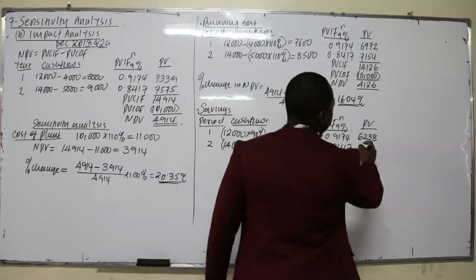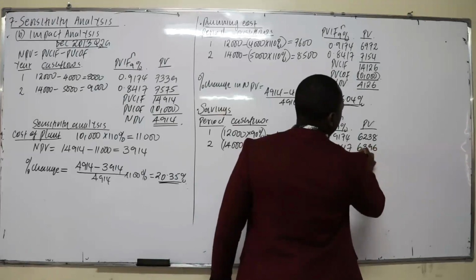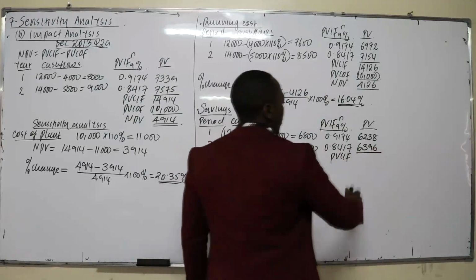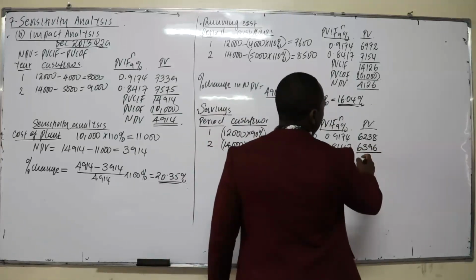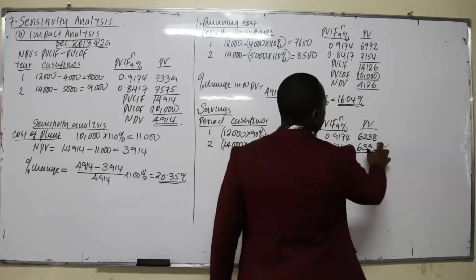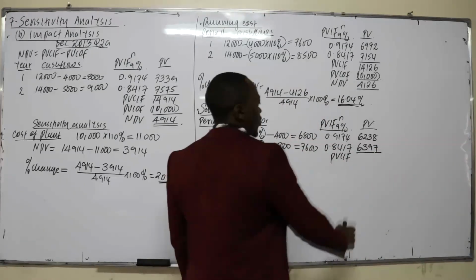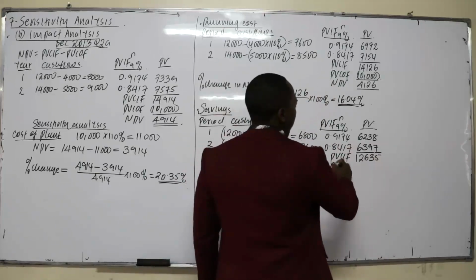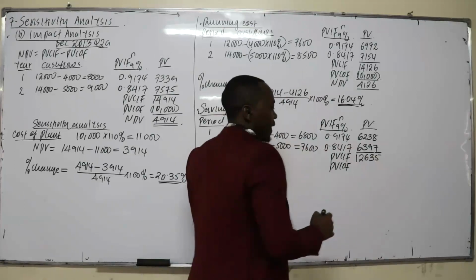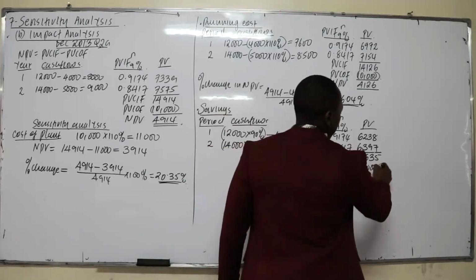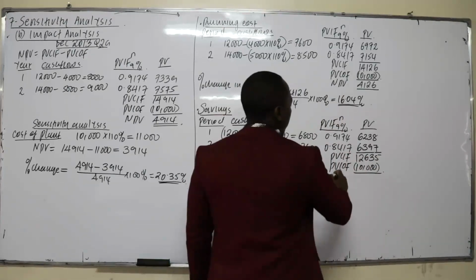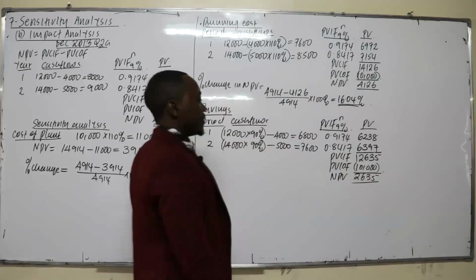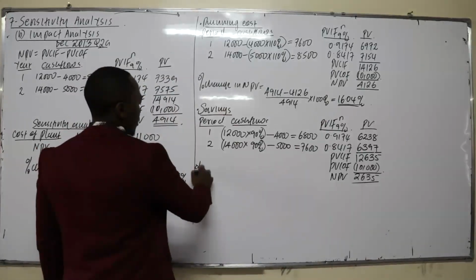Sorry? So now let's add the two to get the present value of cash inflow. 6,397, eh? So you get 12,635. So to get NPV, you deduct the present value of cash outflow. The cost of the plant was 10. So the net present value will be 2,635.